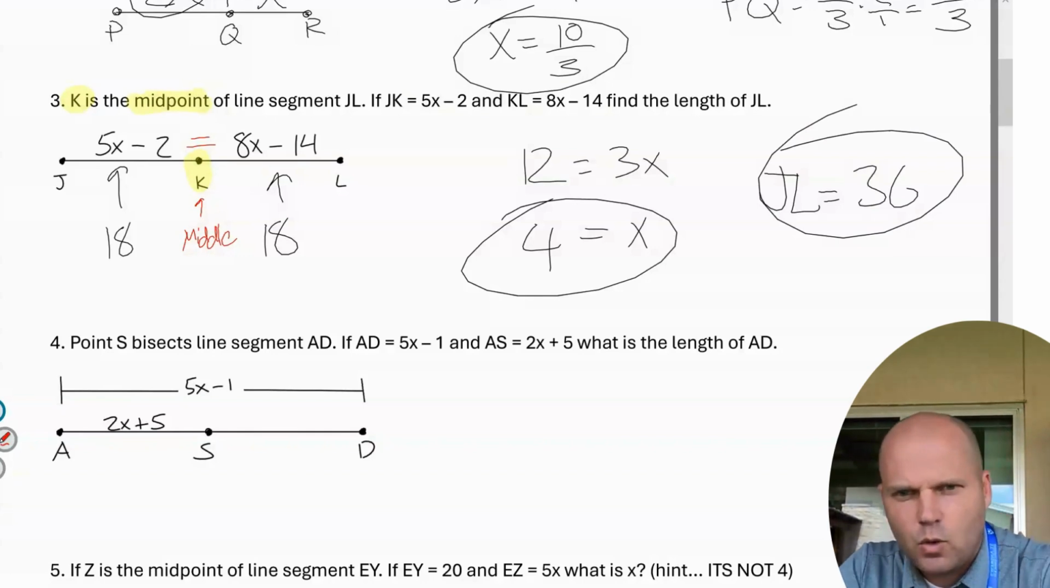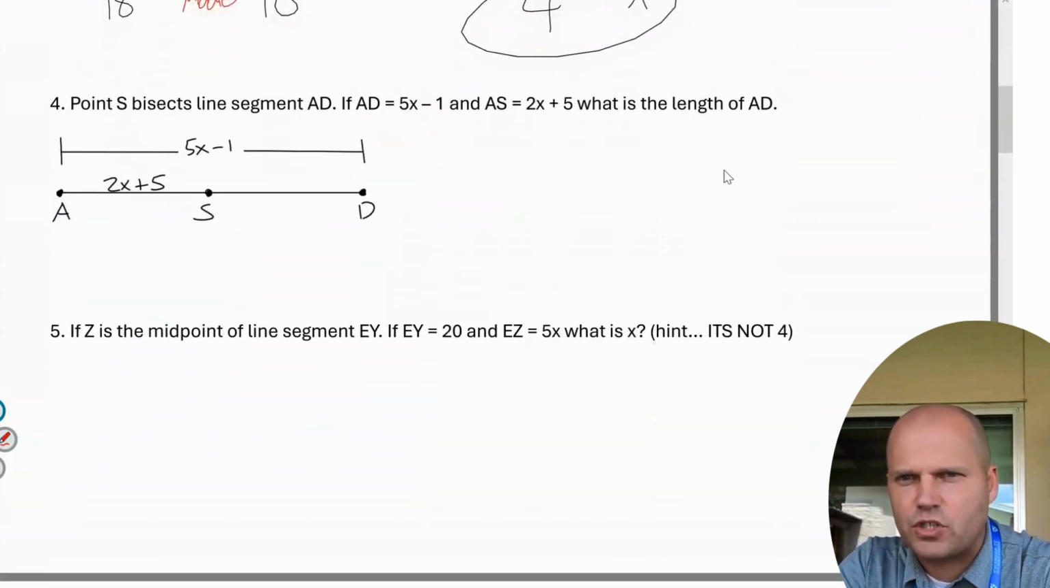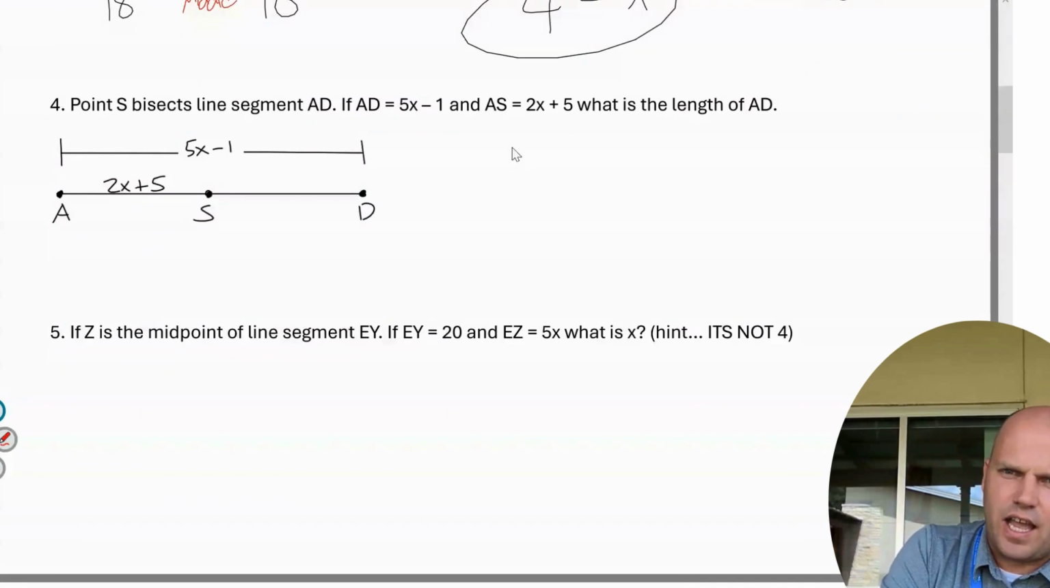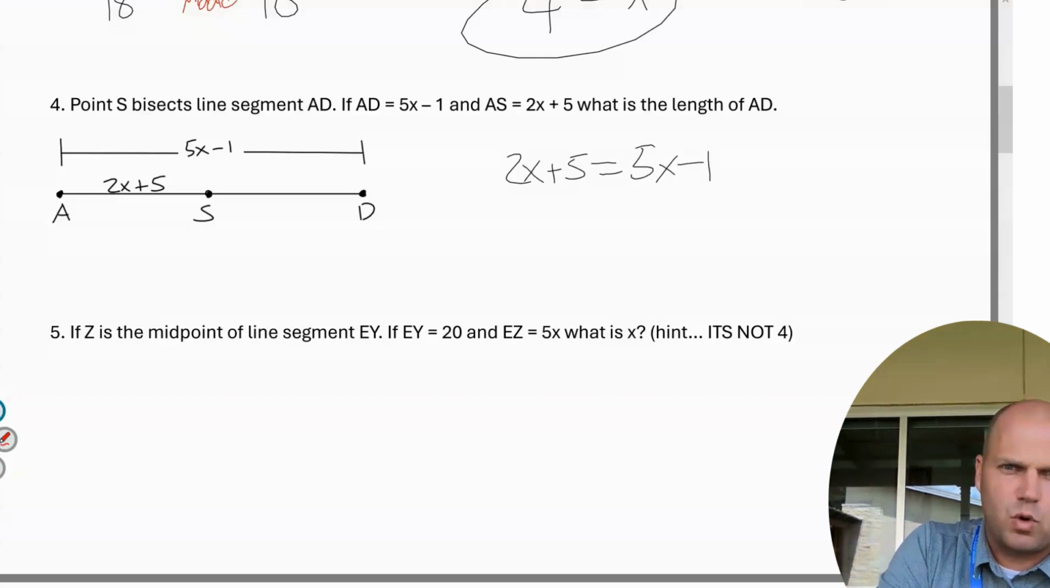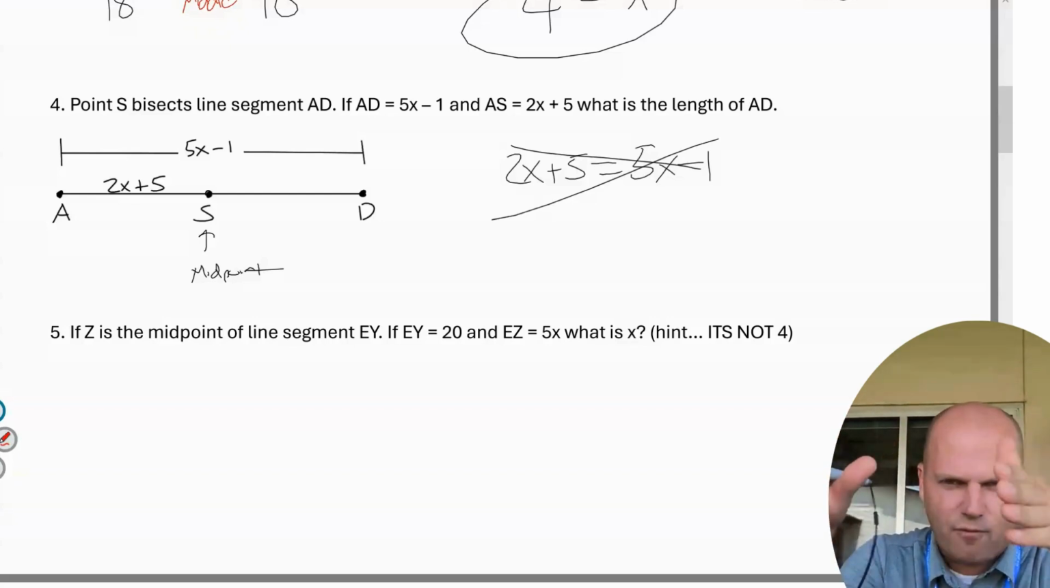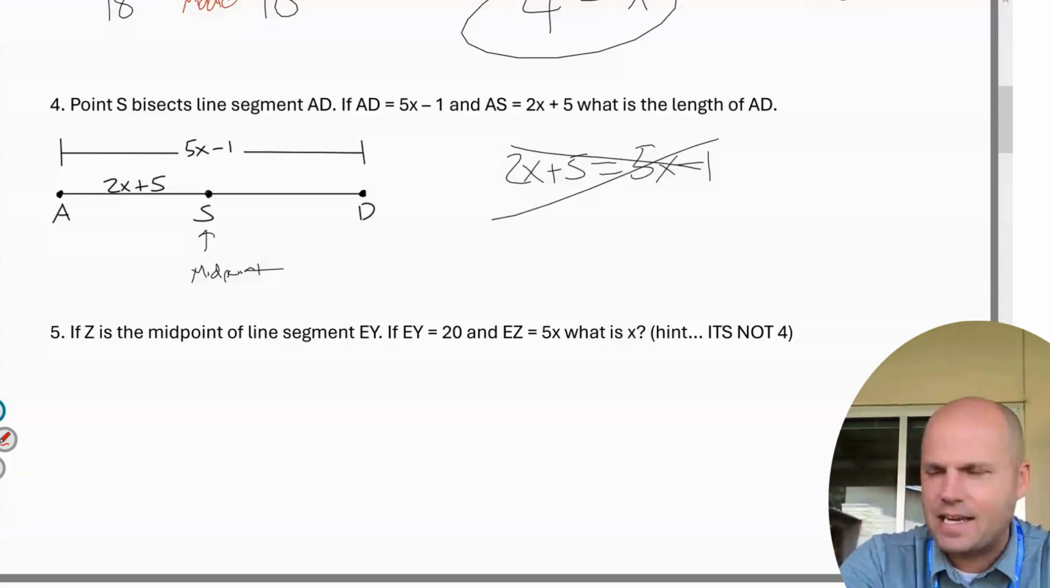Okay. Question number 4 is the hardest question for students. They see this and they say, okay, 2x plus 5 must equal 5x minus 1, because we're talking about bisecting, which means that's the midpoint. But you would be completely wrong if you set up that equation. 2x plus 5 does not equal 5x minus 1. 2x plus 5 is just half of my segment AD.